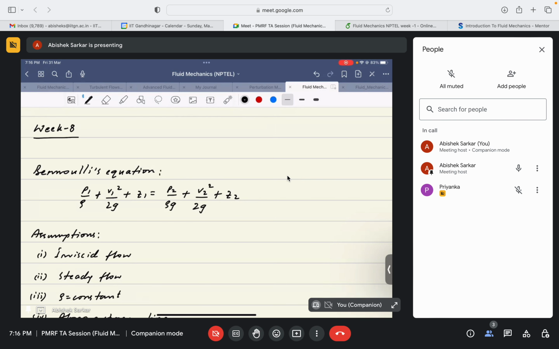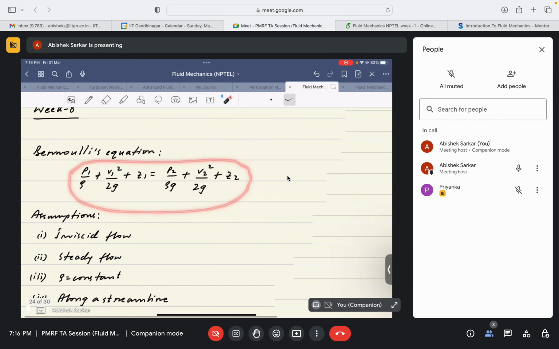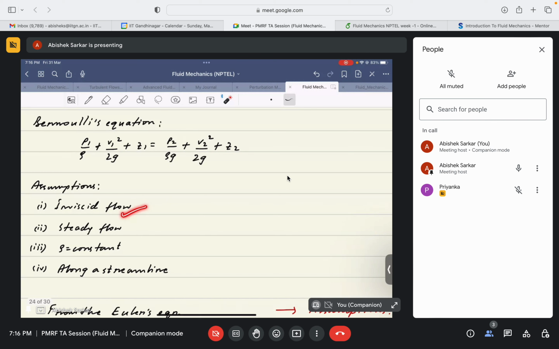Just to recapitulate a bit, this is the standard form of Bernoulli's equation with the following assumptions. First, it is inviscid flow; then it is steady; then the fluid properties are considered to be constant. So here basically we consider rho, the density, to be constant. And I'm sorry, I'm missing a g here.